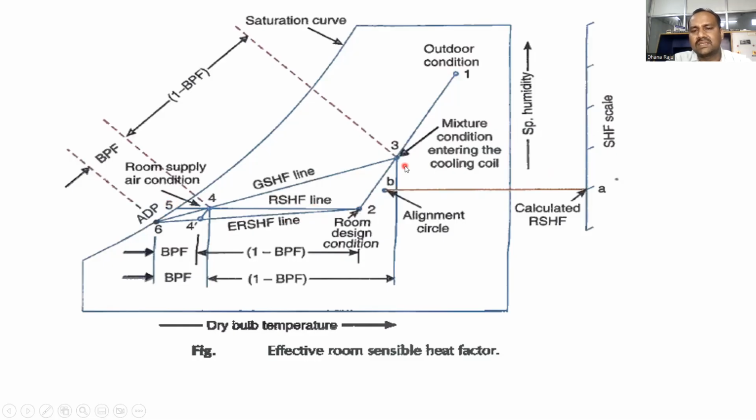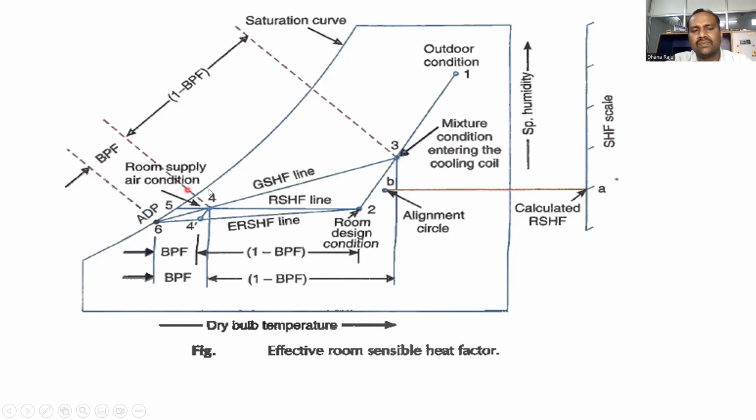Then the mixing condition is given in the problem. Based on the given information, we need to identify point 3. So 60% reused air and 40% fresh air, or 60% fresh air and 40% reused air. Based on those conditions, we can identify 3. Once you locate 3, then automatically the ADP or supply condition of air is given.